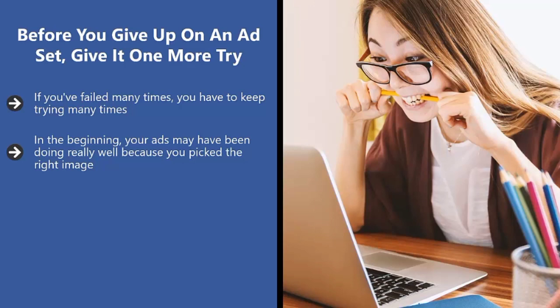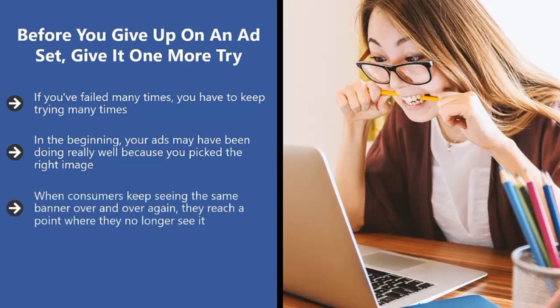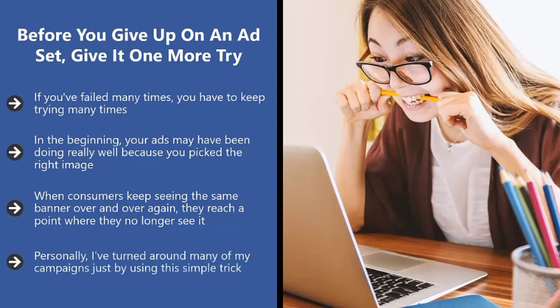The problem is, there is such a thing as banner blindness. When consumers keep seeing the same banner over and over again, they reach a point where they no longer see it. That's right, it's as if your banner doesn't exist. This may be the case. If you look at your ad's performance and it was doing really well in terms of ROI in the beginning, and then all of a sudden it starts to drift down and eventually it drops off a cliff, you might want to change the image associated to your ad to cure banner blindness. Personally, I've turned around many of my campaigns just by using this simple trick. It seems basic, it even seems obvious, but it's very effective.